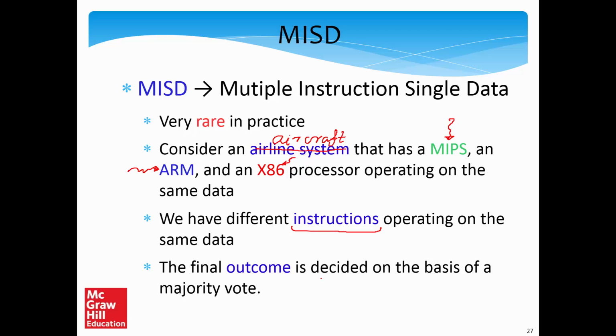So what they should do will be decided on the basis of a majority vote. Out of the three processors, if two of them say turn left, then we turn left. Otherwise, if two of them say turn right, we turn right. Now this is one of the rare examples where there are very different instruction streams, but the data stream is the same, and we are trying to create more reliability via this process.